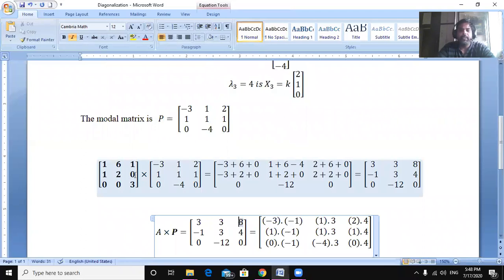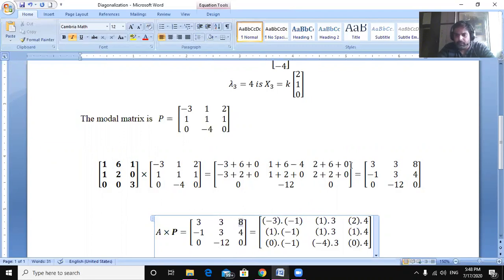Now I am going to multiply A into P. A is the original given operator. P is the model matrix, these are the eigenvectors of this matrix. Now A into P is equal to, we know how to multiply the two matrices, 1 into minus 3 like this, then I get this matrix. So now observe one interesting thing. I am writing this matrix as minus 3 into minus 1, that is 3, 1 into minus 1, 0 into minus 1.